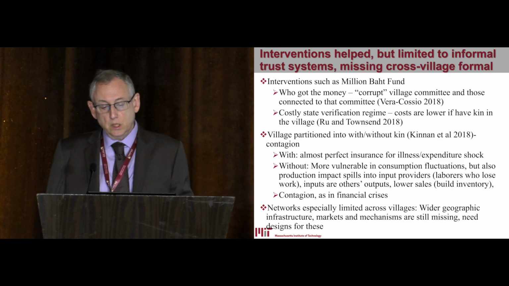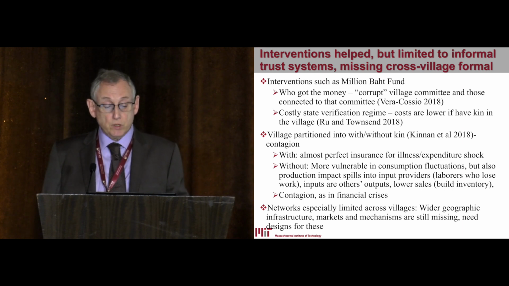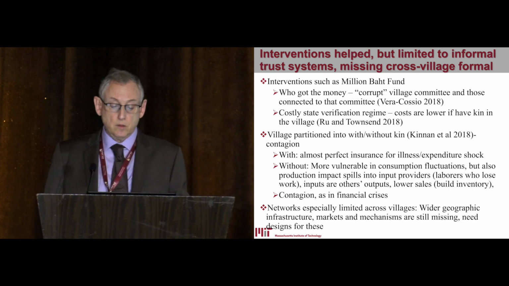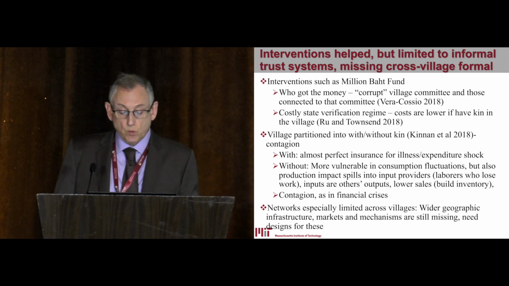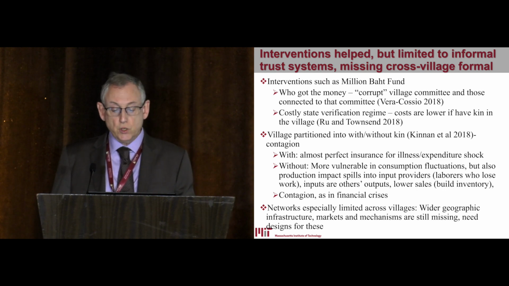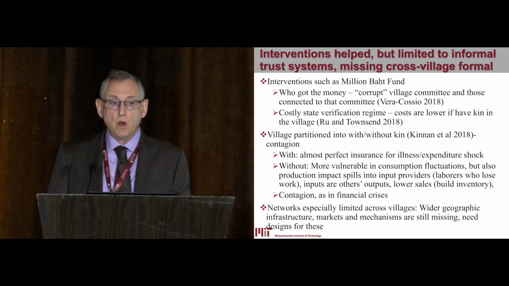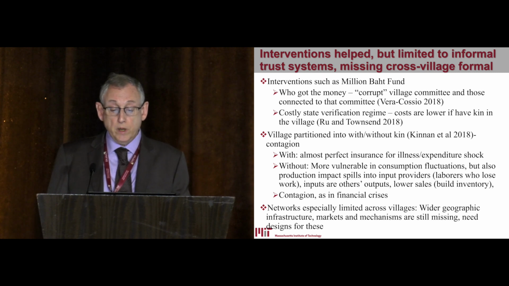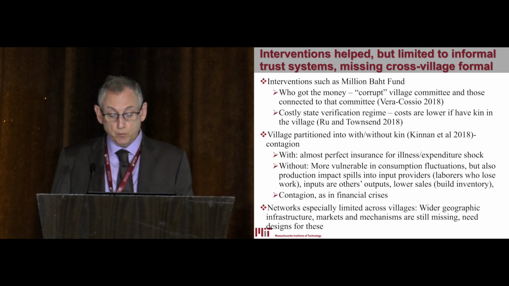The government of Thailand put a fund of 1 million baht in every single village in the country, but with some study, it's become known that the village committee tended to get the bulk of the funds, and or those that were family connected to the committee. Costly state verification regimes work, but those costs of verification are lower if you have kin in the village. So the point is, there are informal systems that are working, but they rely on kinship trust. And if you don't have trusted neighbors, you're living in a world which is limited, and hence there's scope for further improvement.